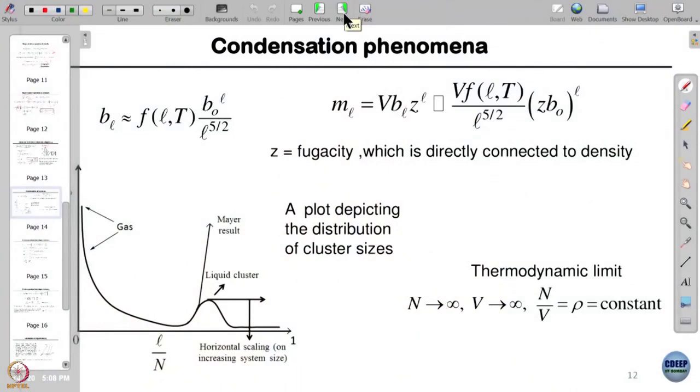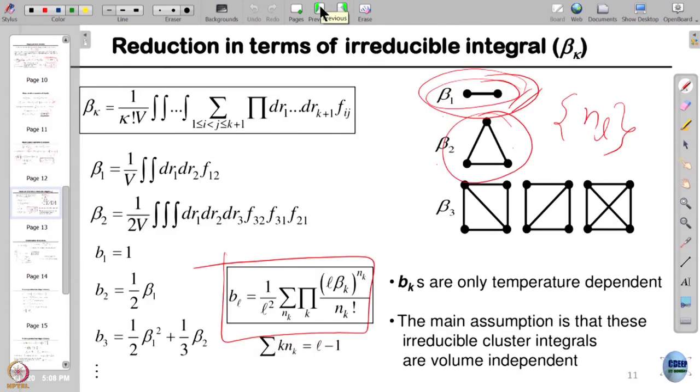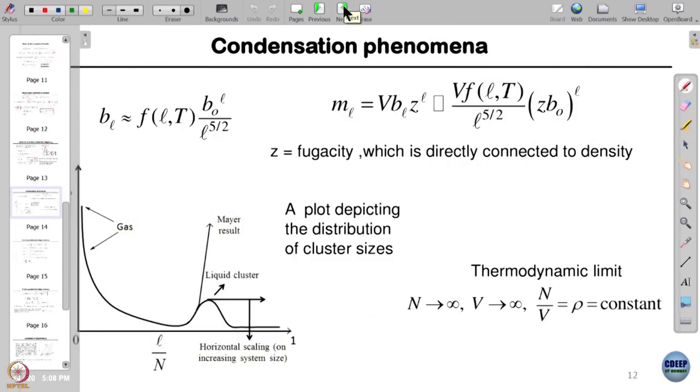So then one can go on to describe the theory of condensation in a beautiful way. That means one could use these things, and one could now get the maximum term method, and one can show from the maximum term method that ML star, what we already showed, is VBL ZL, where Z is the fugacity, and BL one can show is this quantity, it has exponential scaling.